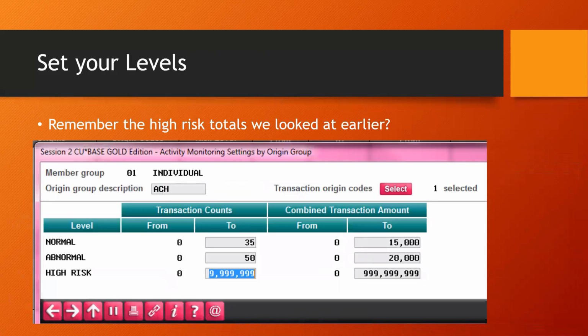Once you select ACH, you're going to define normal. And again, I would not use that transaction activity button. At least don't say that is normal. You would be surprised what normal is when you actually start to go through here. So think of it this way, and this is an actual setup. 35 ACH transactions up to an amount of $15,000 would be considered normal. You might think, that's not normal in my world, but what I always recommend is start high and go low.